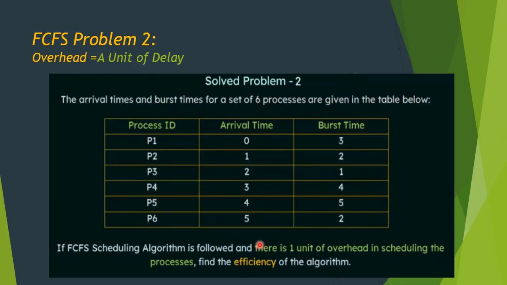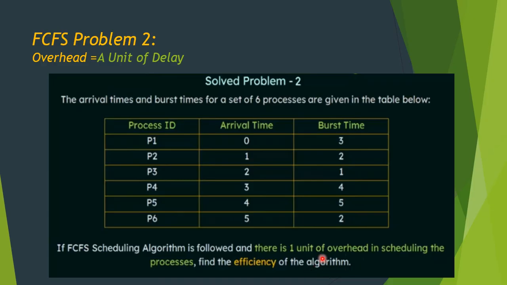So then we have another scenario given here. Assuming the arrival times and the burst times for a set of 6 processes are given in the table below, and suppose they're using the first come first serve scheduling algorithm, and there is 1 unit of overhead in scheduling the processes. Find the efficiency of the algorithm.